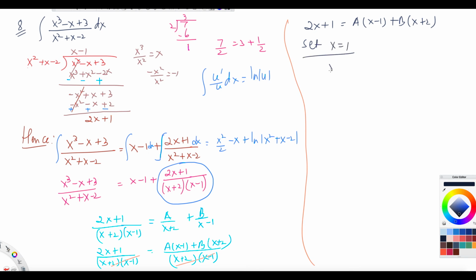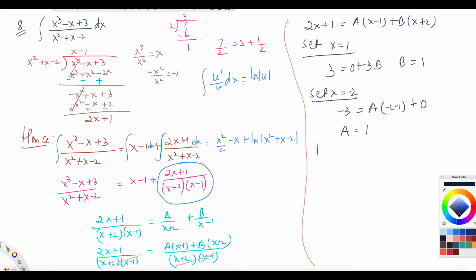Set x equals to 1. What do you get? 3, right? On the left side you get 3 equals to 0 plus 3b. So what will be b then? b is 1 because you divide by 3 on both sides. Set x equals to negative 2. If you set x equals to negative 2, you will get 2 times negative 2 is negative 4 plus 1 is negative 3 equals to a times negative 2 minus 1 plus 0, right? So you get a equals to 1, because negative 3 equals to negative 3a. So a is 1.